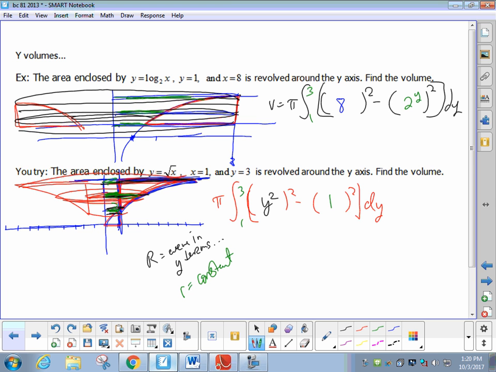You have something like that for a setup. Pi, an integral from 1 to 3 of y squared squared minus 1 squared? Yes? Okay, any questions so far?